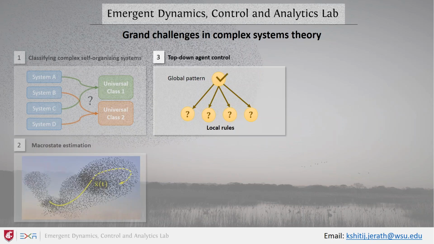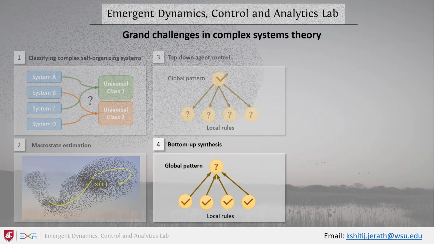We looked at top-down agent control, where we had an understanding of what we wanted the robotic swarm to do, and we were trying to figure out what the local rules should be so that they explore and cover a region. We looked at bottom-up synthesis, where we knew the driving behaviors of individual humans or connected vehicles, and we were trying to see what kind of traffic jams happened because of these specific kinds of driving behaviors.